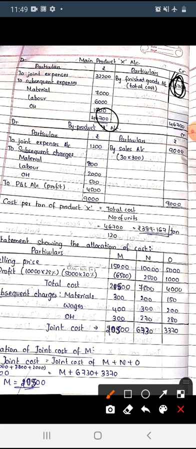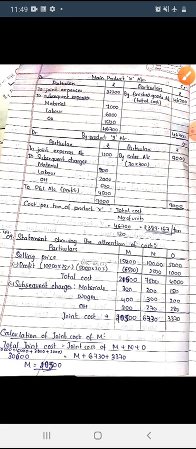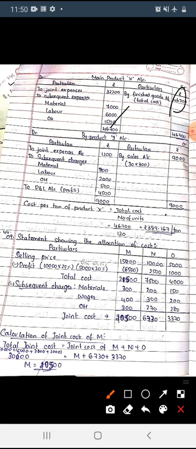Next, byproduct Y account. Under the Y account, joint expenses we have to write, subsequent charges we have to write, sales 30 into 300, then the difference is the profit. Okay. Next, under this they told to prepare cost per ton of product X, right? Cost per ton of X is total cost divided by number of units. Total cost of X is how much now? 46,700, divided by number of units given in the problem. X is how many units? 120. So 389.167 per ton. Okay, this is the problem.